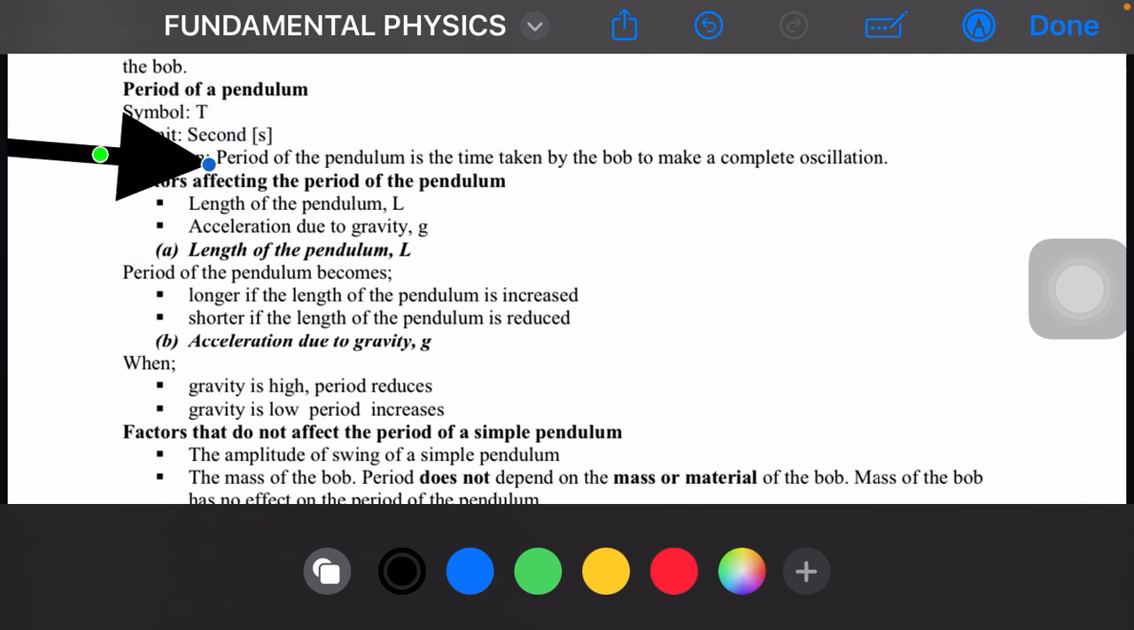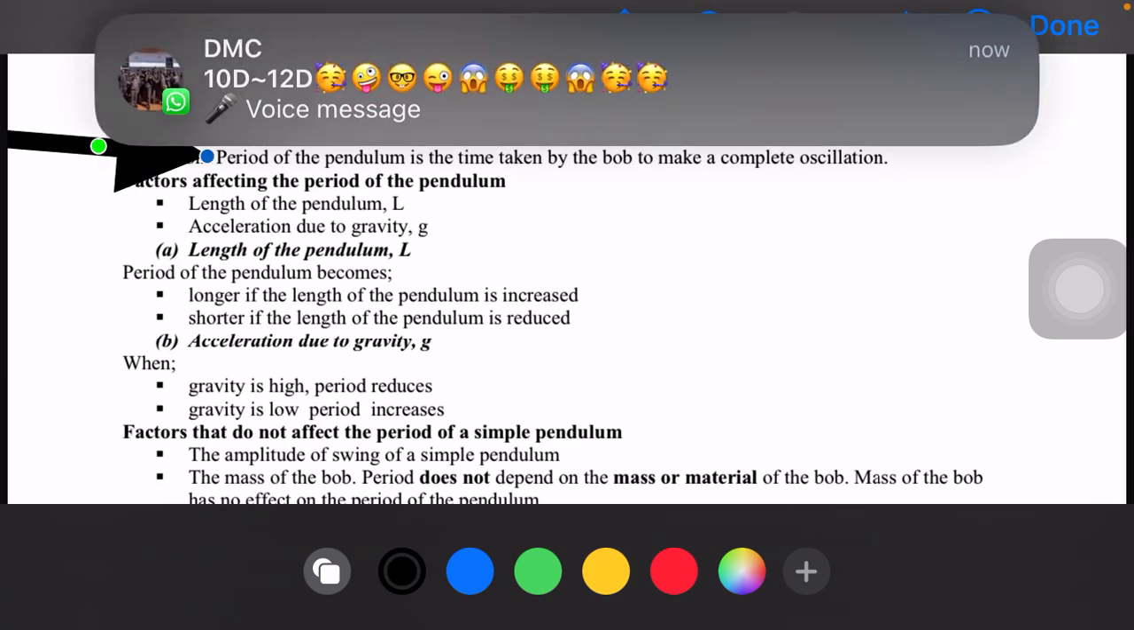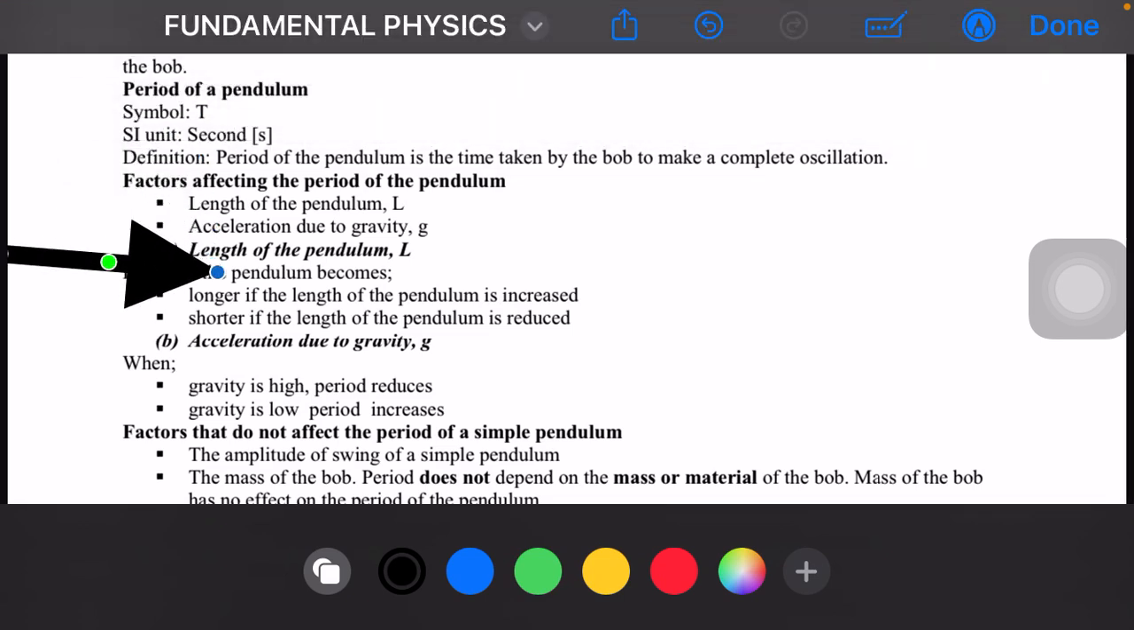Definition of the period of the pendulum is the time taken by the bulb to make a complete oscillation. In other words, the time taken for the bulb to move from point A to B, C, back again to B and A. That's the time taken. That's what we call the period. Now we need to look at the factors affecting the period of the pendulum.